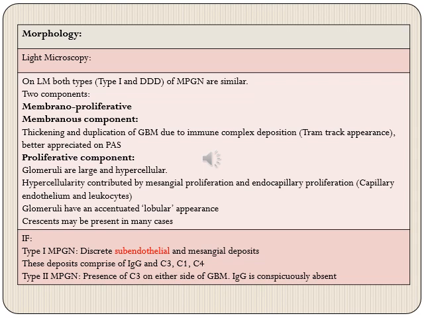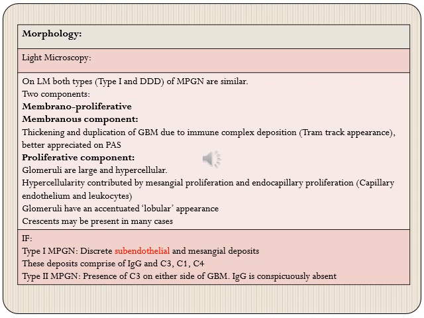Starting with morphology, on light microscopy, all these three, type 1, dense deposit disease, and the secondary type, have a similar appearance. So it has two components, membranous and proliferative. Starting with the membranous component, there will be thickening and duplication of the glomerular basement membrane due to immune complex deposition, which gives rise to a tram track appearance, and this is better appreciated on periodic acid-Schiff stain.